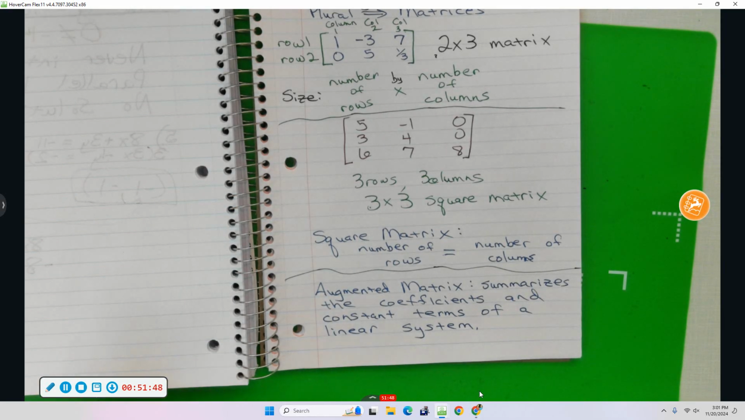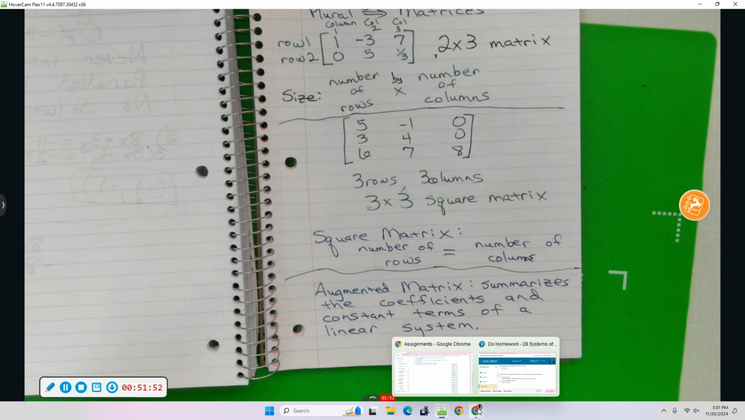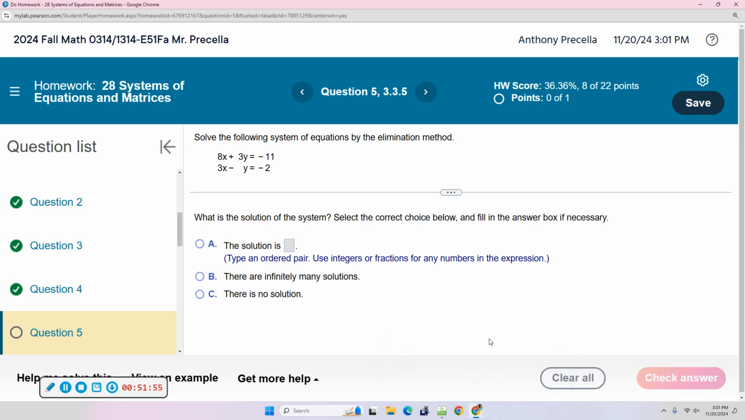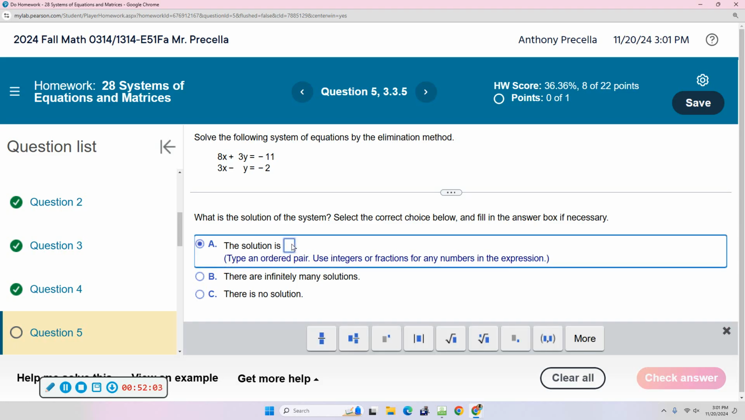There's also something called a coefficient matrix. A coefficient matrix just summarizes the coefficients, not the constant terms. Wait, I never put in the answer to number 5. Oh, wow. -1, -1. Oh, yeah. -1.